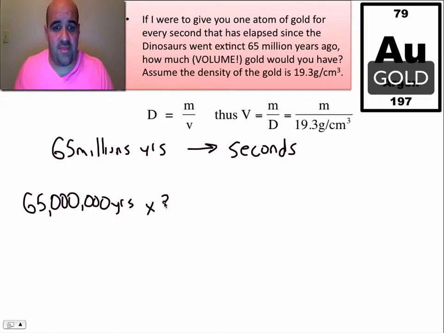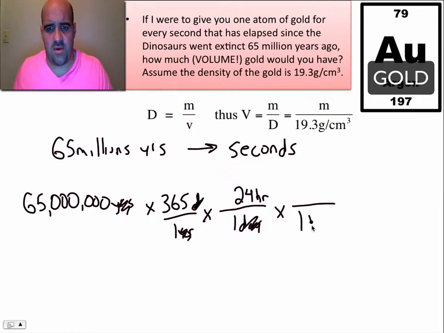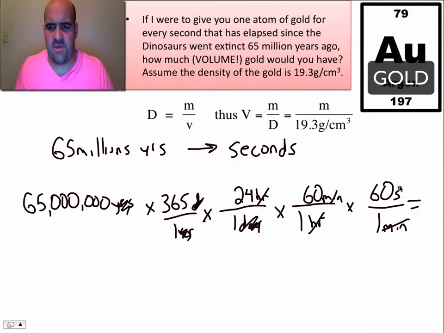And we're going to multiply that by 365 days per 1 year. And these years will cancel. And we want to get rid of days too because we want to go all the way into seconds. So we're going to multiply this by 1 day over 24 hours. And again, these days are going to cancel. And we want to go from hours into minutes. So we're going to have 1 hour is 60 minutes. Hours are going to cancel. And then finally, we're going to go into seconds. Minutes are going to cancel, and the final unit we're left with is seconds.